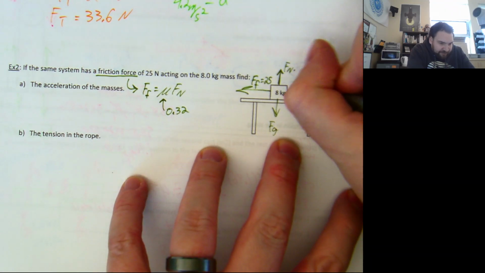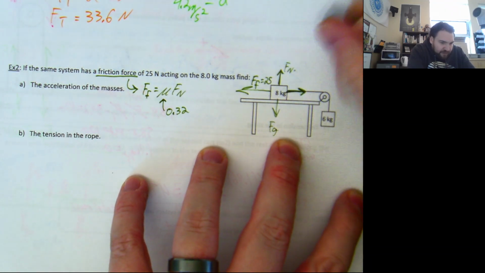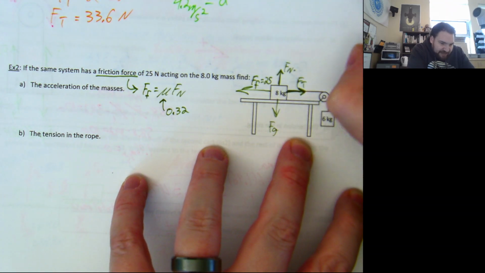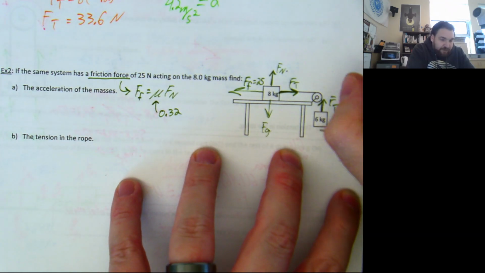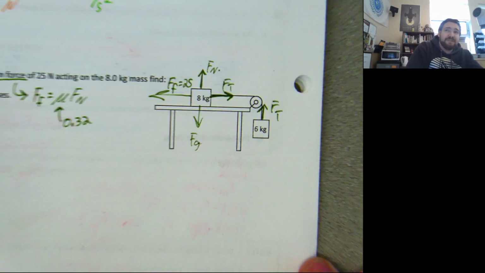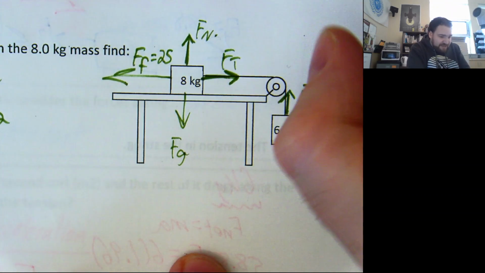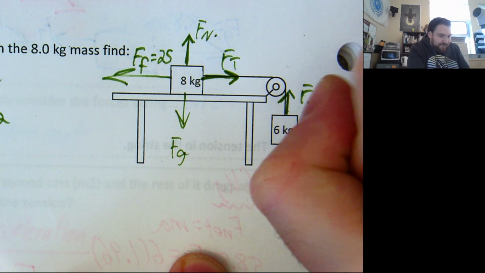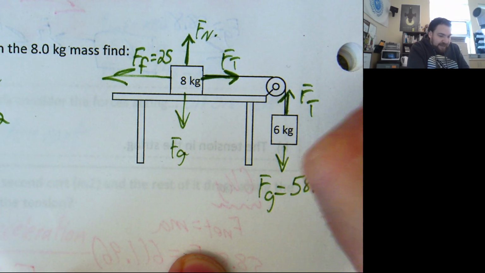This guy right here is Ft. This guy right here is Ft. Everything else gets labeled the same way we did before. Zoom this in so it's easier to see. This guy's going to be Fg. The value for that is still 58.8.